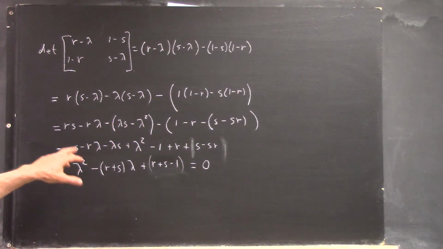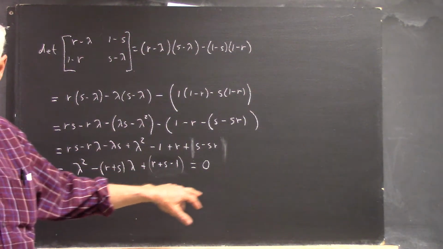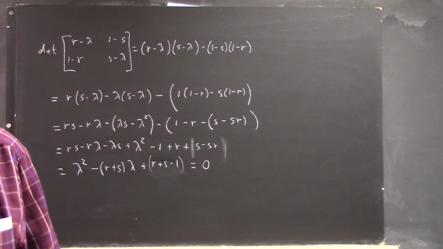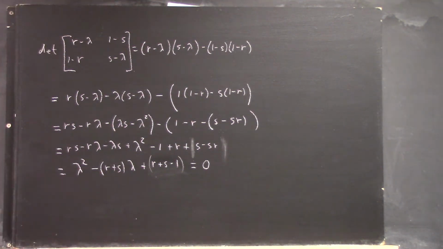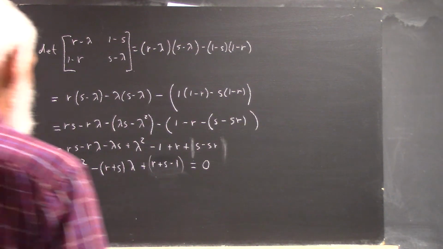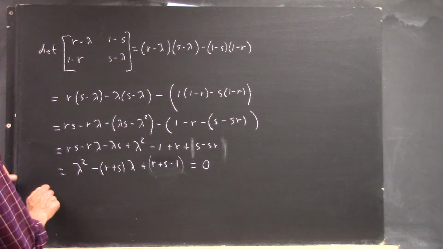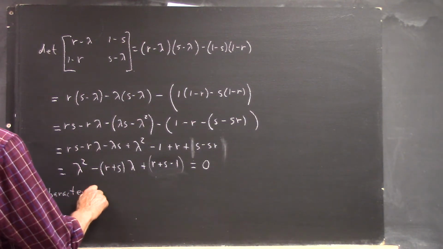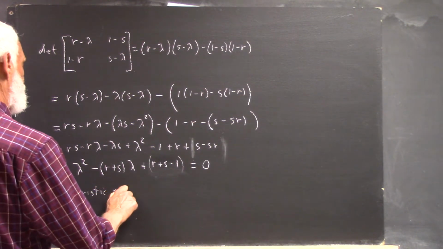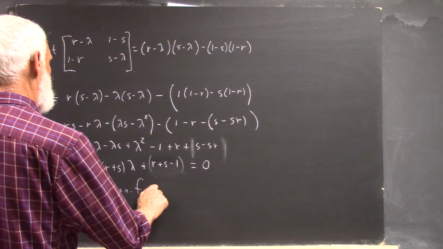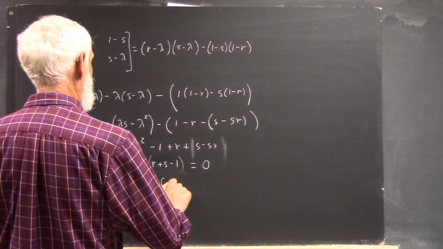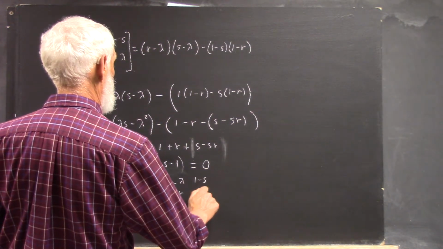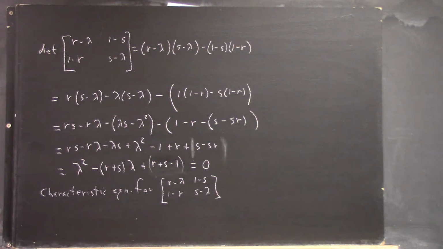And this is the form A lambda squared plus B lambda plus C equals 0, the form of a quadratic. So we have a quadratic equation for lambda, and this is called the characteristic equation. For the matrix R minus lambda, 1 minus S, 1 minus R, S minus lambda. Okay?